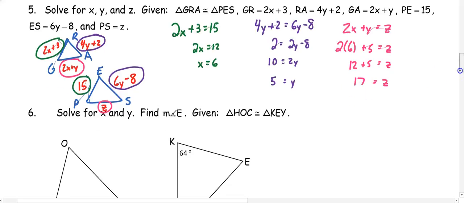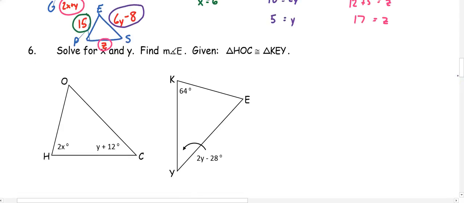In number 6, solve for x and y, find the measure of angle E. So I need to pay attention to the names of the triangle. So H is the first letter, so H matches up with K, which is the first letter in the other triangle. O matches up with E because they're the middle letters. And then angle C matches up with angle Y.